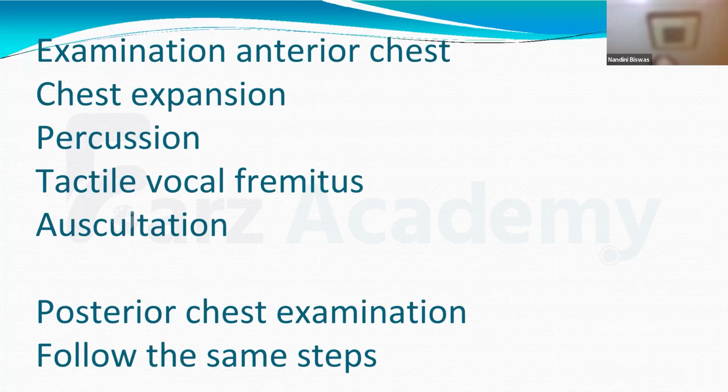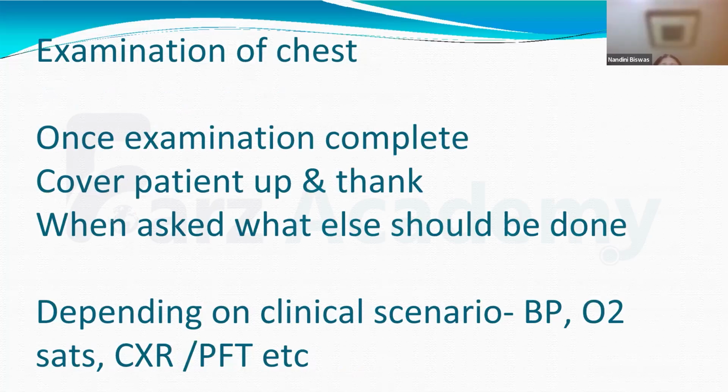Then you examine the anterior chest, do the whole examination of the anterior chest, and repeat the whole thing in the posterior chest. So chest examination: percussion, vocal fremitus or vocal resonance, whichever you fancy. I would avoid one over the other, but for the sake of time, auscultation, you can do both if you want to. And then posterior examination, follow the same steps. Then once the examination is complete, you cover the patient and thank them and say what else you would like to do or what you would like to see.